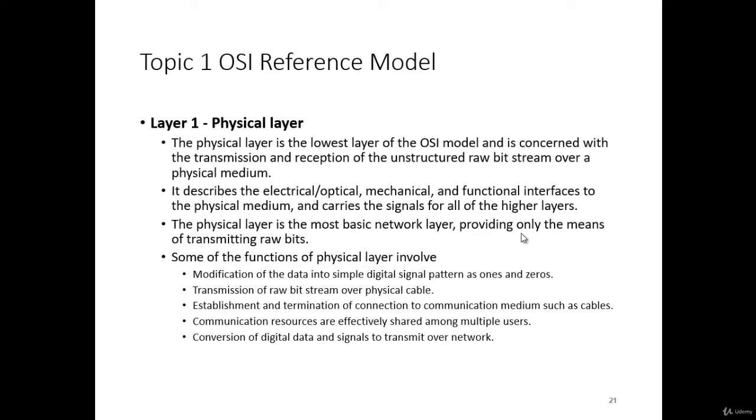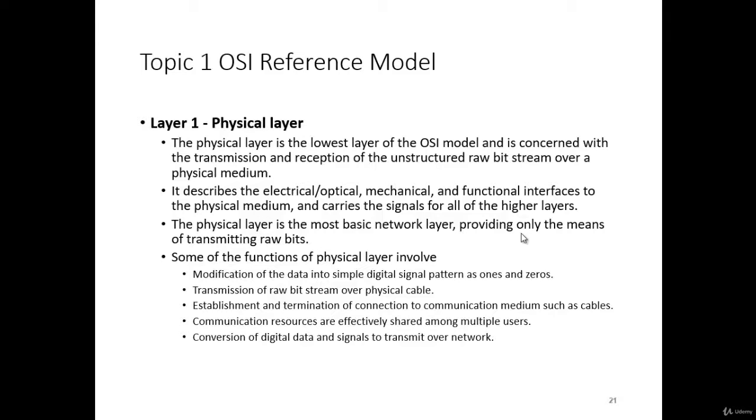Layer 1, Physical layer. The physical layer is the lowest layer of the OSI model and is concerned with the transmission and reception of the unstructured raw bit stream over a physical medium. It describes the electrical, optical, mechanical, and functional interfaces to the physical medium and carries the signal for all of the higher layers. The physical layer is the most basic network layer, providing only the means of transmitting raw bits.